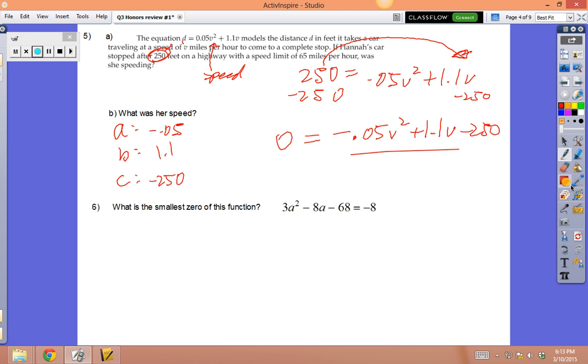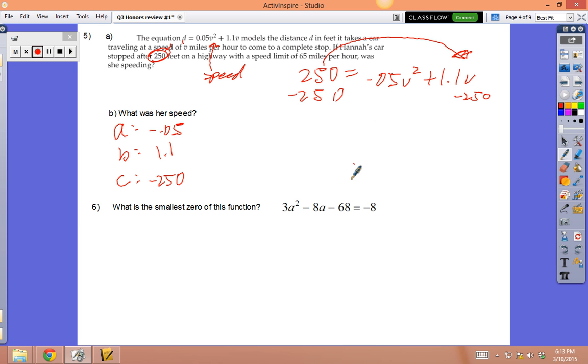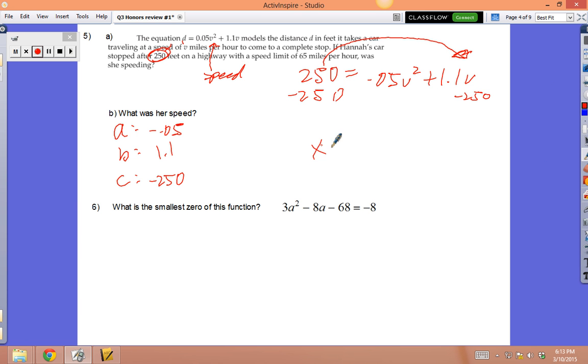So now that I got my ABC, I'm going to plug them in. X equals negative b plus or minus square root of b squared minus 4ac all over 2a, and do the quadratic formula. So x equals a negative 1.1 plus or minus the square root of b squared, 1.1, and b squared always has to be positive.